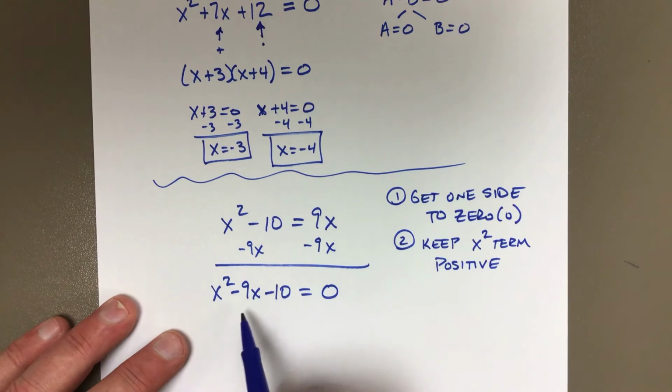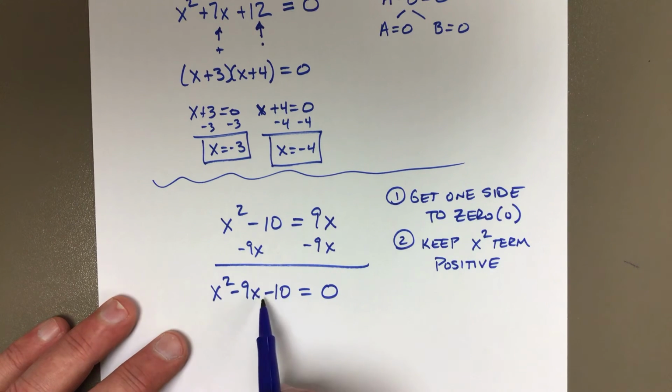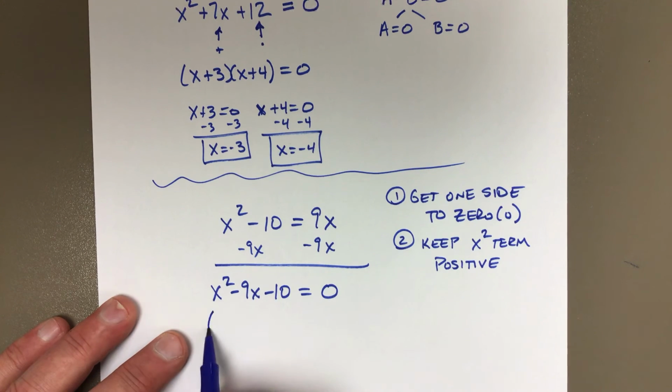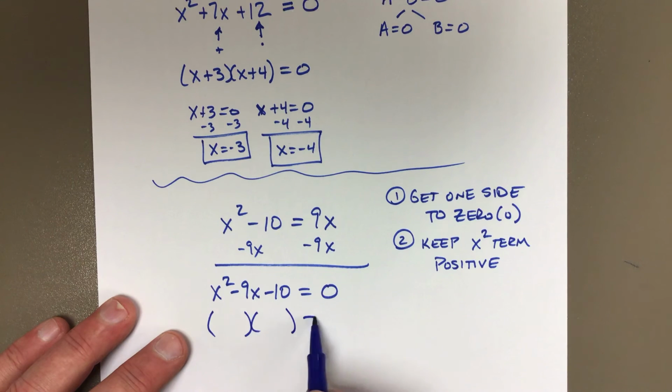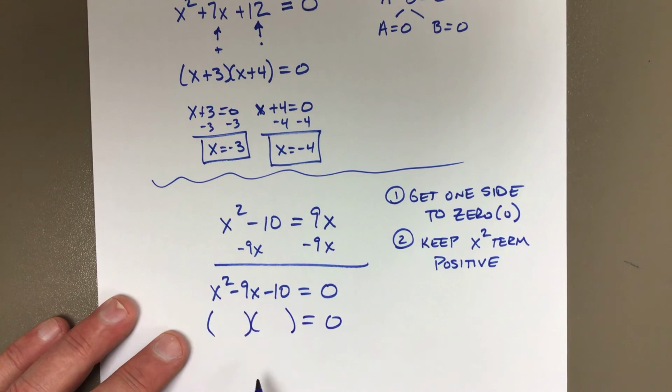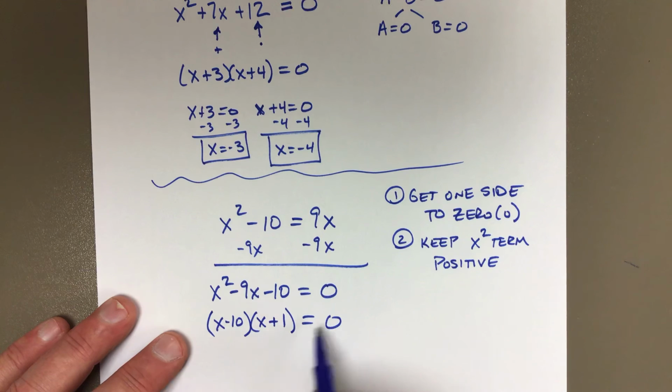So now that we have the quadratic, we have the trinomial here. Now we can go. So what two factors of negative 10 will give us negative 9? Well, that would be x minus 10 and x plus 1. Negative 10 times positive 1 is negative 10. Negative 10 plus 1 is negative 9. So then we would set up and we would go.